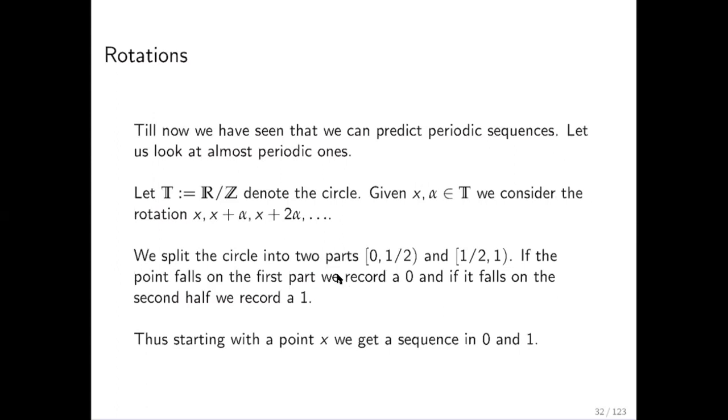Now let's look at something which is almost periodic. We'll start with the circle, and I'll look at the model of the circle given by R mod Z. I'll take numbers x and alpha in the circle, and we'll rotate x by alpha. So I look at the sequence x, x plus alpha, x plus 2 alpha, x plus 3 alpha. Now, one very important idea in ergodic theory is that you cannot precisely know the location of a point ever.